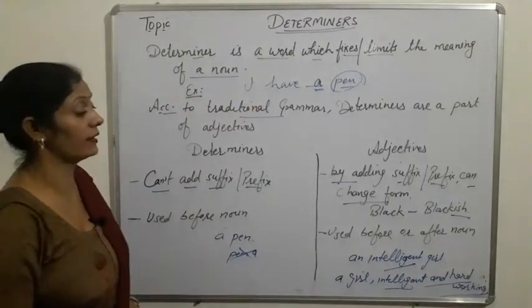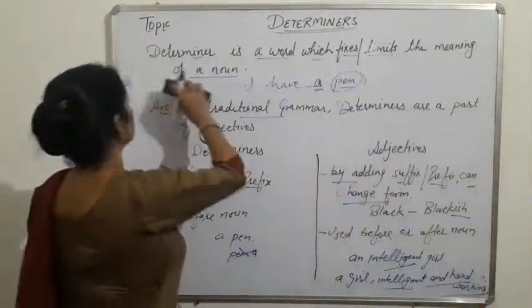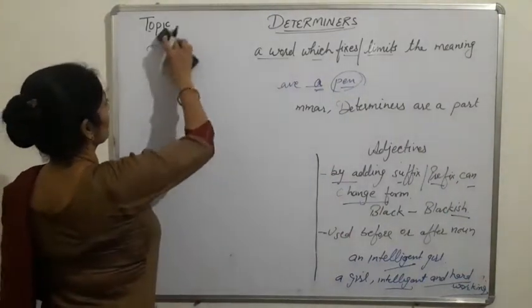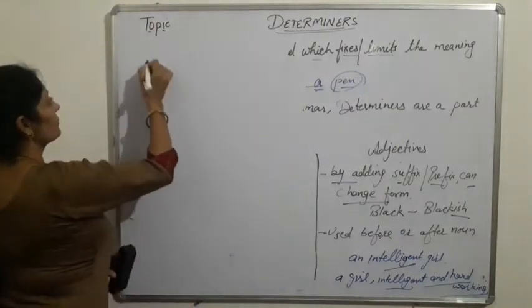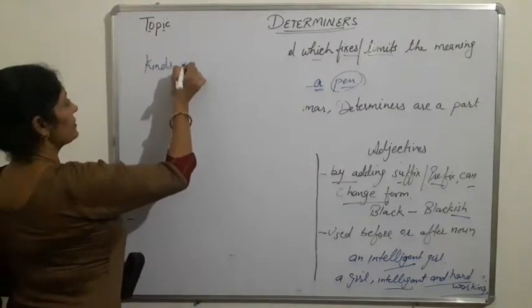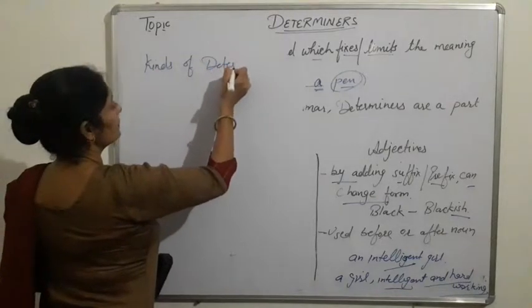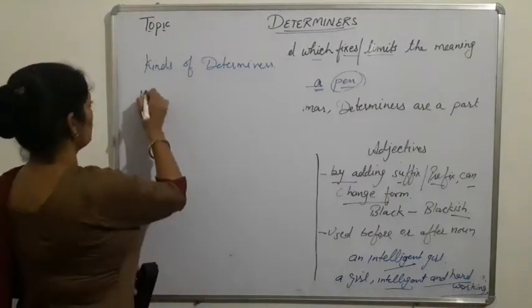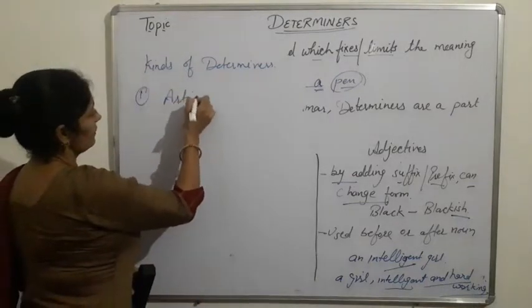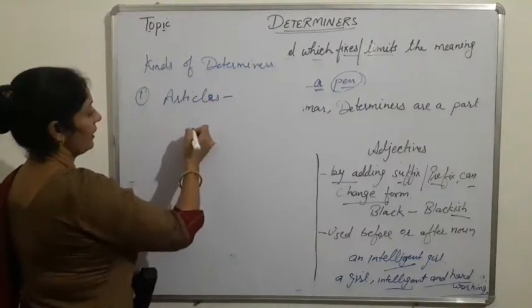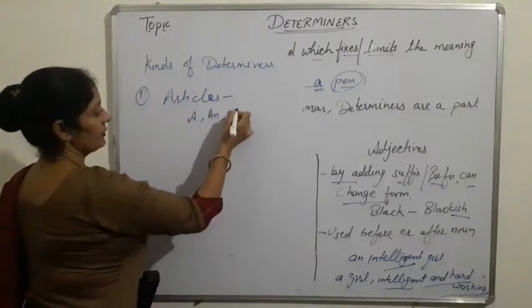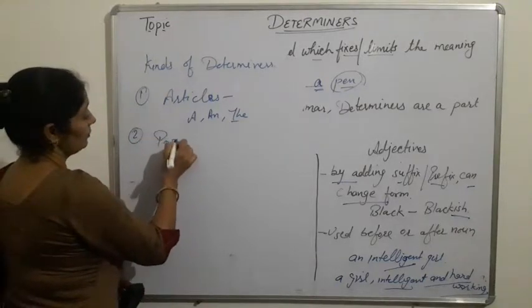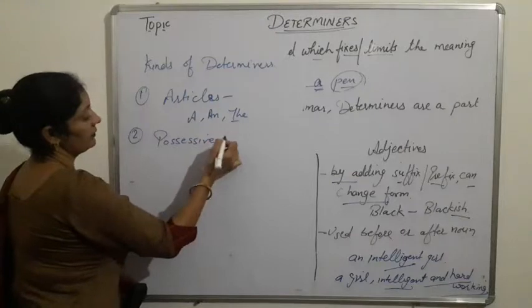Now see its kinds, types of determiners. Kinds of determiners. These determiners are of 5 types. First one is articles, and you know 3 articles are there: a, an, or the. Second one is possessive determiners.